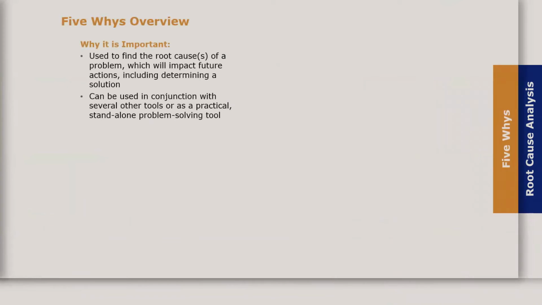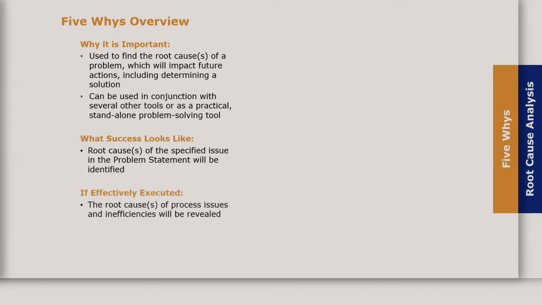The 5 Whys tool can be used to find the root cause or causes of a problem, which will impact future actions, including determining a solution. It can be used in conjunction with several other tools or as a practical standalone problem-solving tool. After successful analysis, the root cause of the specified issue in the problem statement will be identified. If effectively executed, the root cause of process issues and inefficiencies will be revealed. Individuals can then move on to identifying countermeasures that will correct the problem.